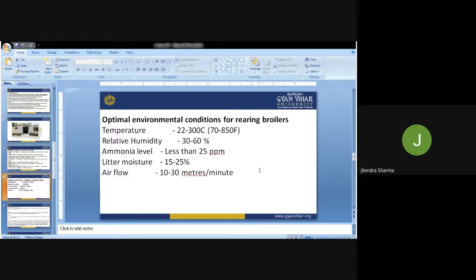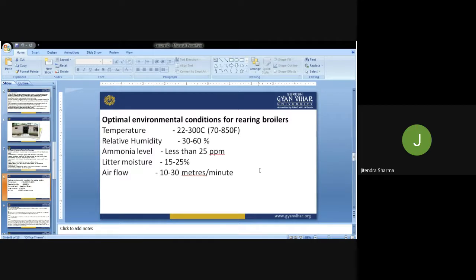If the litter is high in moisture, the broilers, when they run here and there, spread their droppings in the litter. In that case, when the litter is moist and dirty, there is a possibility of spread of protozoal infections in the litter, and then they may further spread to the chicks, and that affects the entire business.